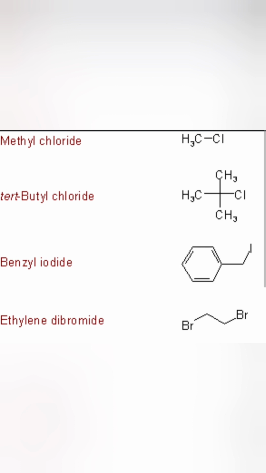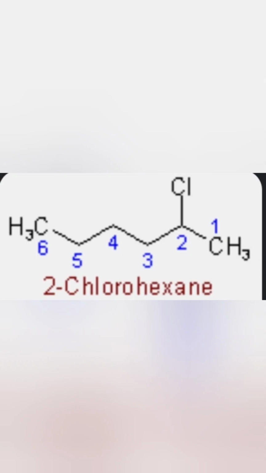These are some common practice questions. Summarization: methyl chloride, tertiary butyl chloride, where the chlorine is attached to a carbon which is attached to 3 other carbons. Benzyl iodide: benzene, CH2 group and iodine. The last one is for you.